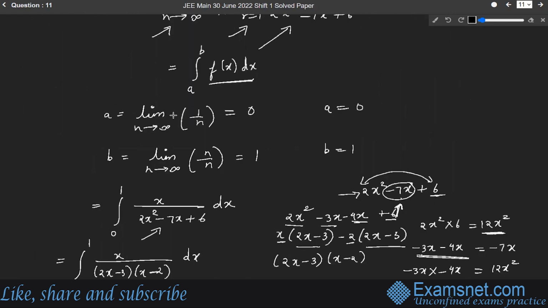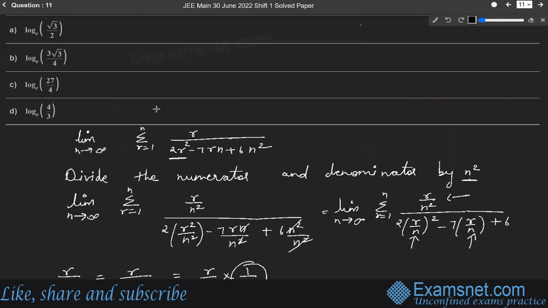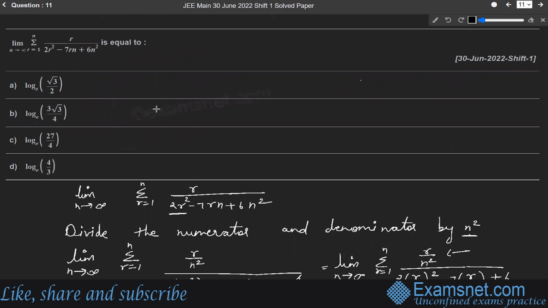So for this question, the correct option is log 3 root 3 divided by 4, which is option number B here. I hope you are clear with this question. In this question, we have used the basic concepts related to limits and the basic formulas for partial integration.